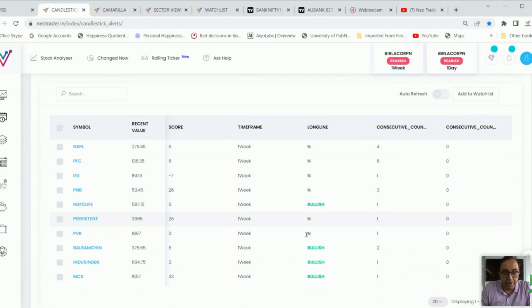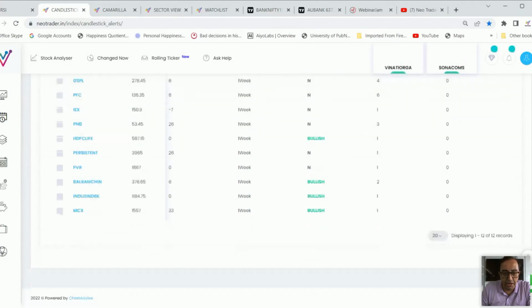A weekly candle is coming in Balrampur Chini, a weekly candle is coming in IndusInd Bank, and a weekly candle is coming in MCX. Are there any other names? Alright, are there any other names here? I don't think anything more.